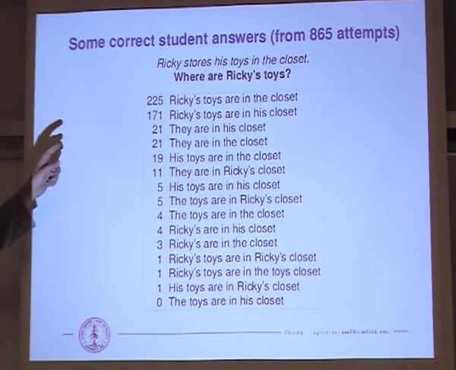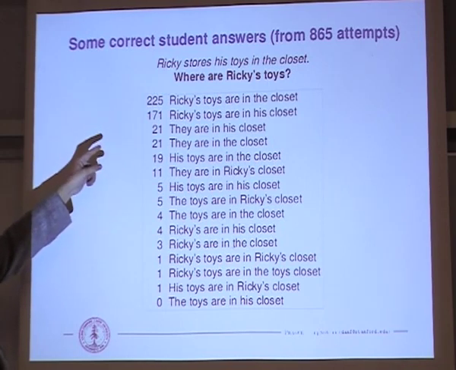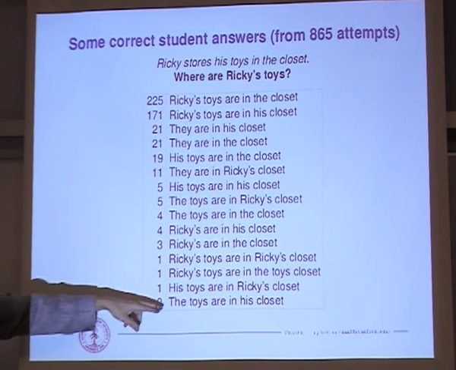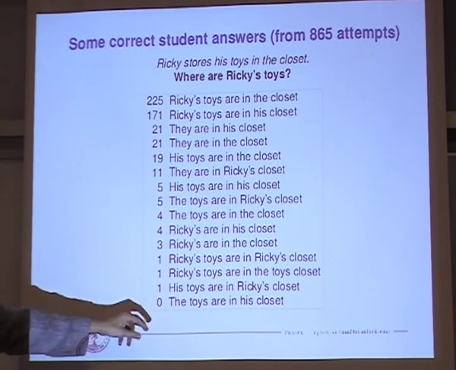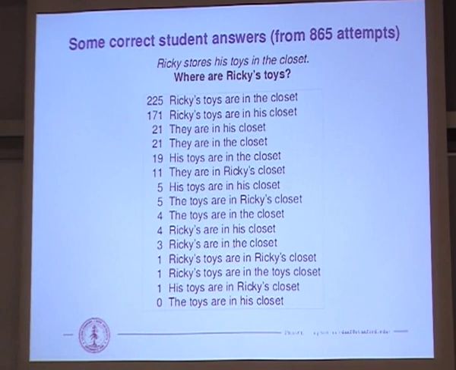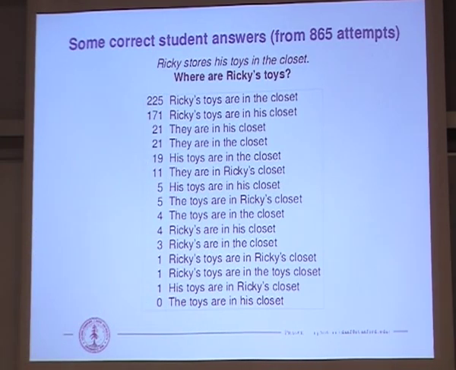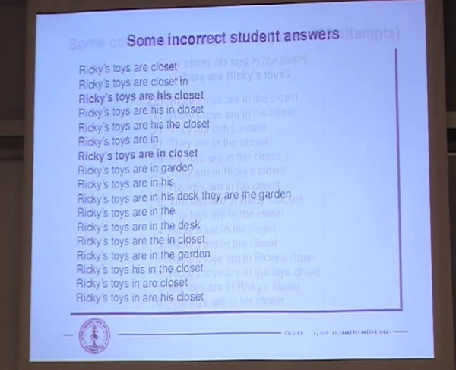And these are the good answers. Ricky's toys are in the closet was by far the most frequent. Ricky's toys are in his closet instead of the, pretty frequent as well. Nobody said the toys are in his closet. Apparently they don't like the pronoun here without the antecedent somewhere in. I'm sure a psycholinguist could explain that to me. But none of these are particularly weird sentences. It's a very simple example. Yet the distribution is wildly asymmetric.